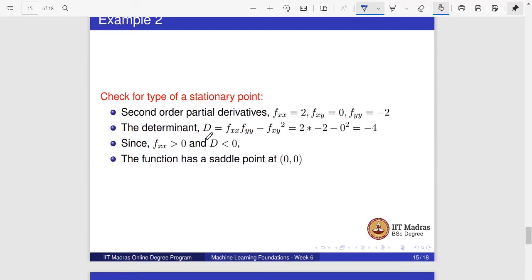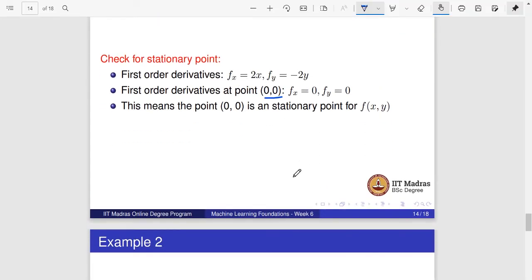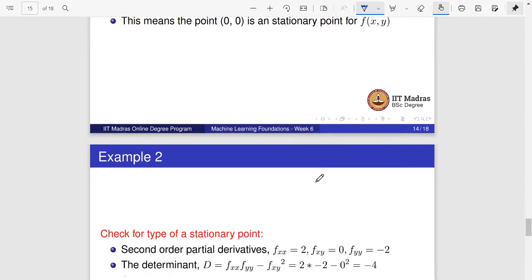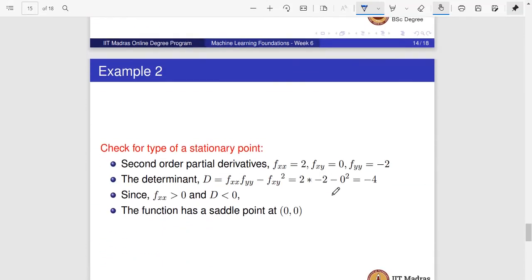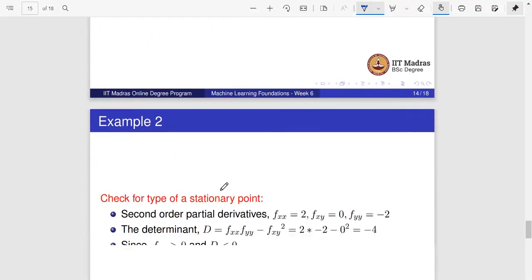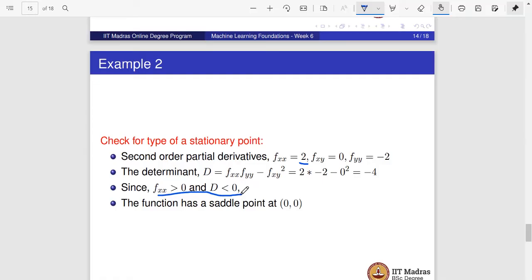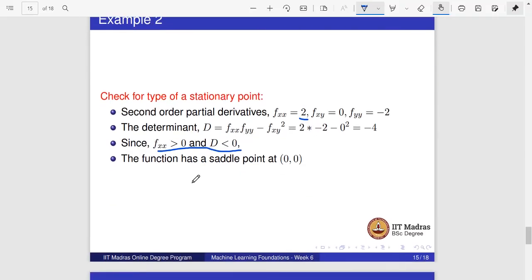We will check the second order partial derivatives. So the second order partial derivative with respect to x will be 2, with respect to y will be minus 2, and f subscript xy will be 0. The determinant will come as minus 4. We can see that f subscript xx is positive, and D is a negative value. So since D is negative, this indicates the function has a saddle point at (0,0).